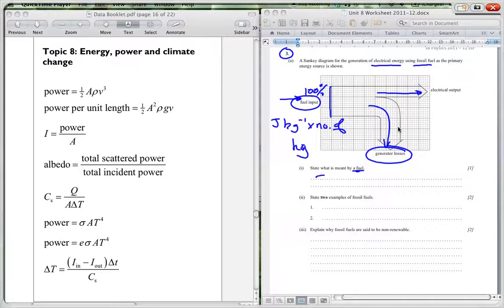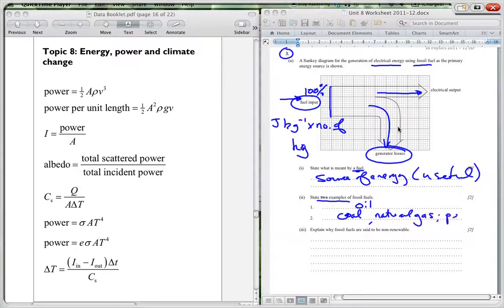So state what is meant by fuel. So fuel is a source of energy. A source of energy is a fuel. We could say useful. It needs to be useful, something that we can use to do work or to accomplish some task, like heating something, and so forth. Two examples of fossil fuel, well, we would have oil, coal, natural gas. You can also have peat.